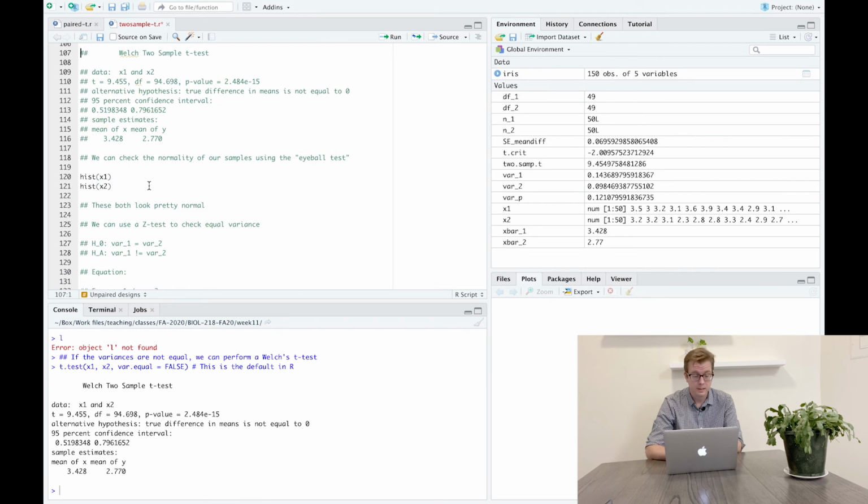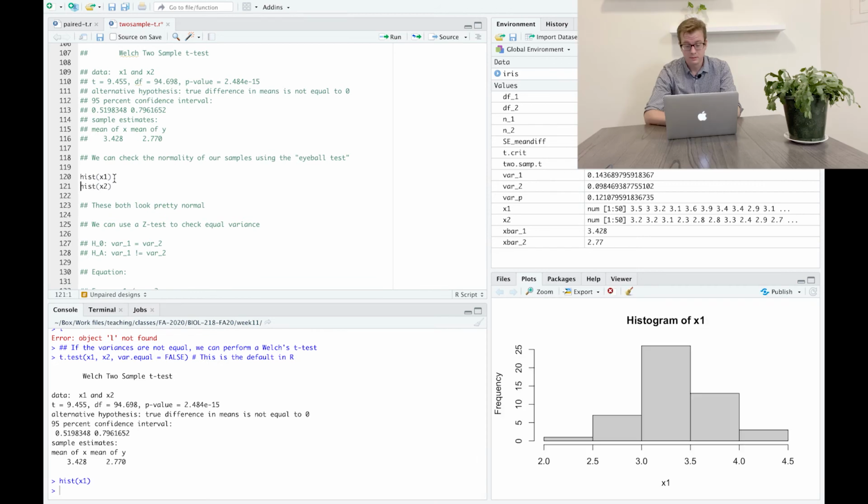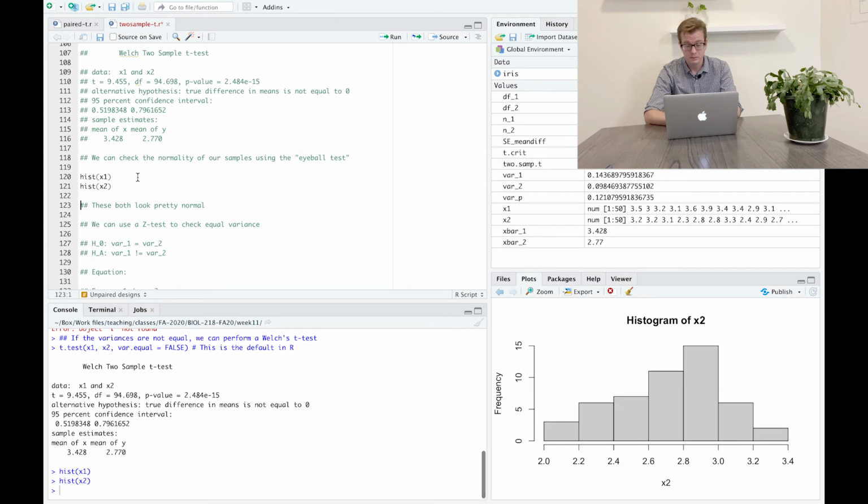We can check the normality of our samples using the eyeball test, and we can do that really simply by just running a histogram of our samples. So if we look at the histogram of our x1, you can see that looks pretty normal. It looks like a bell-shaped curve. We do the same thing for x2. That also looks pretty normal. It's not perfect, but these tests are very robust to slight differences in normality, so it's okay. It's only if it's really, really not normal that we start to be concerned about it.